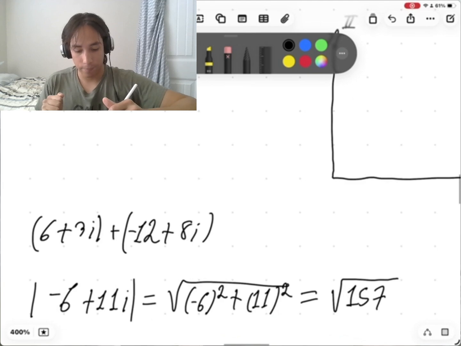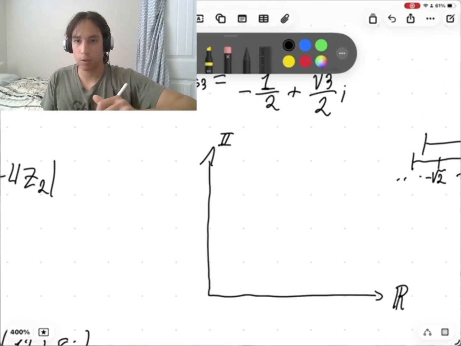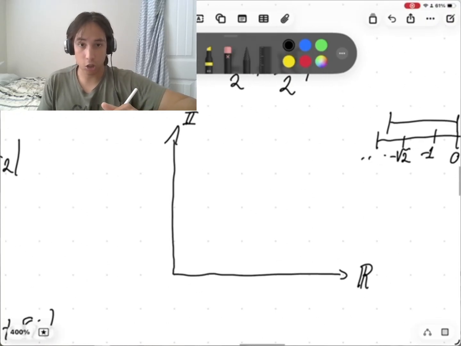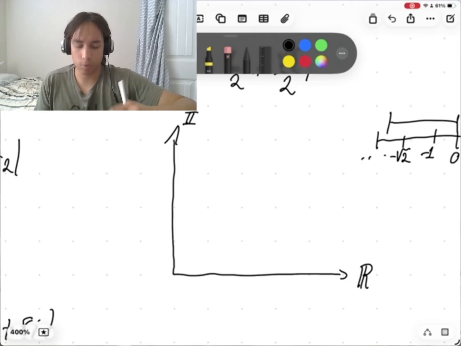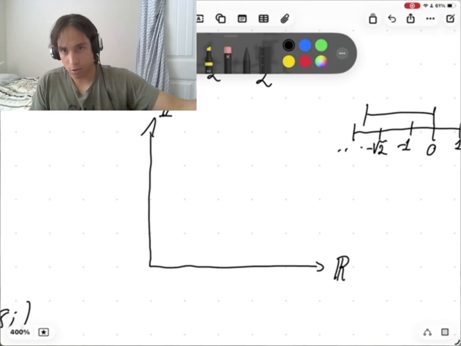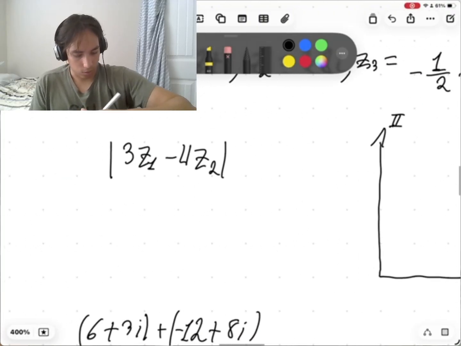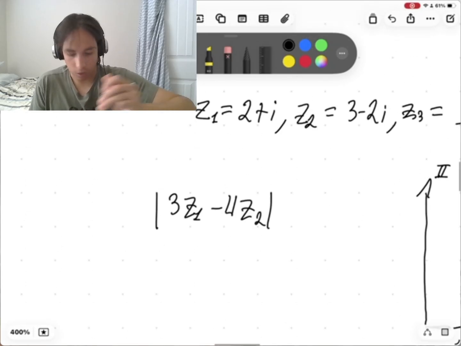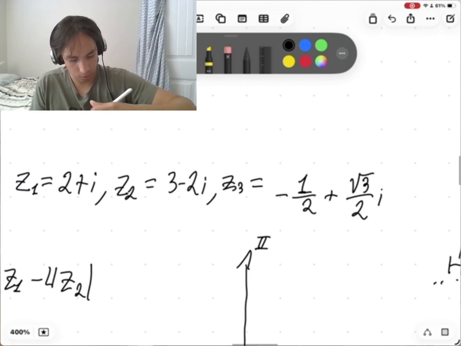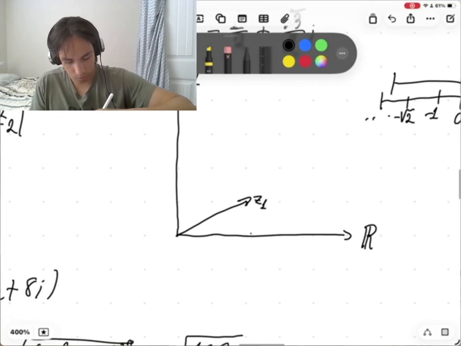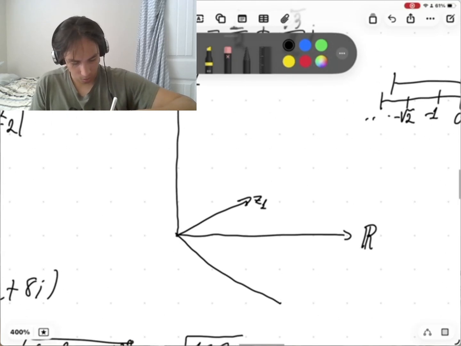Also, we can visualize addition and subtraction of imaginary numbers. I don't remember if I did this last video, so I'm gonna do a quick run through. If you think of them like vectors as well, let's say we have z1 plus z2. z1 is 2 plus i, and z2 is 3 minus 2i.